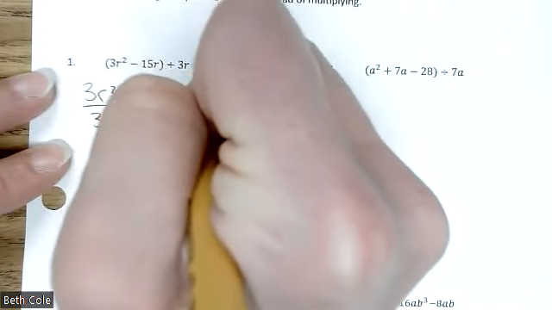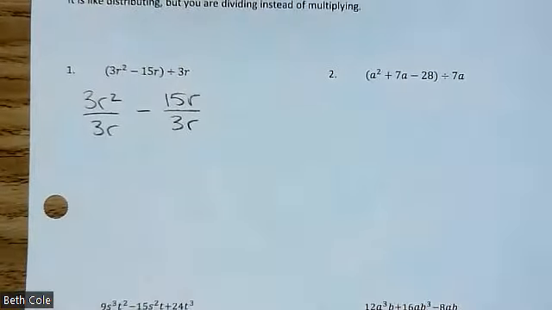And then we're going to have minus 15r divided by 3r. You're taking both terms, both of them, and dividing them by 3r. And then it's like two separate problems. So let's just look at the first one.